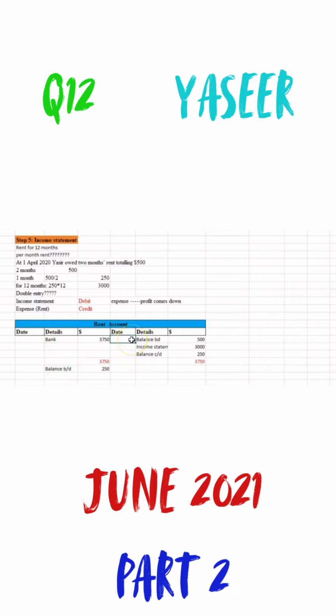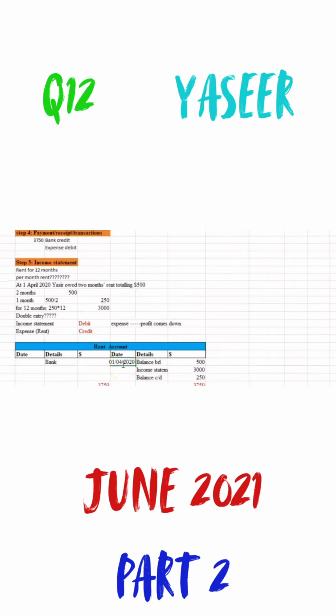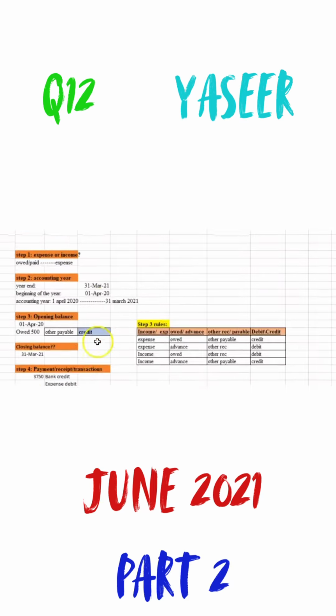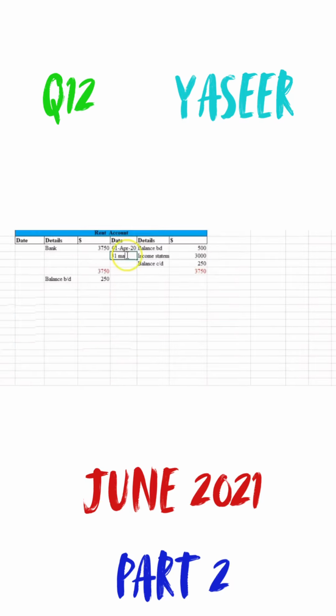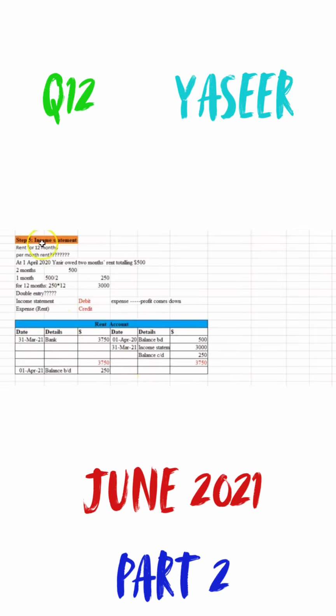Now put the dates. Balance BD is beginning of the year, which is 1st April 2020. Then income statement is year end on 31st March 2021. The date on bank is year end as well, as no specific date is given. Then balance CD is year end date 31st March 2021. The balance BD at the bottom is beginning of next year, so 1st April 2021. So that's the end of the question.